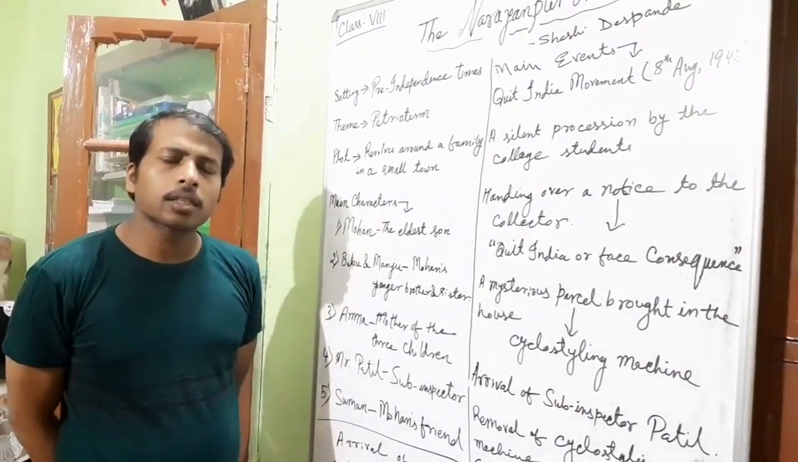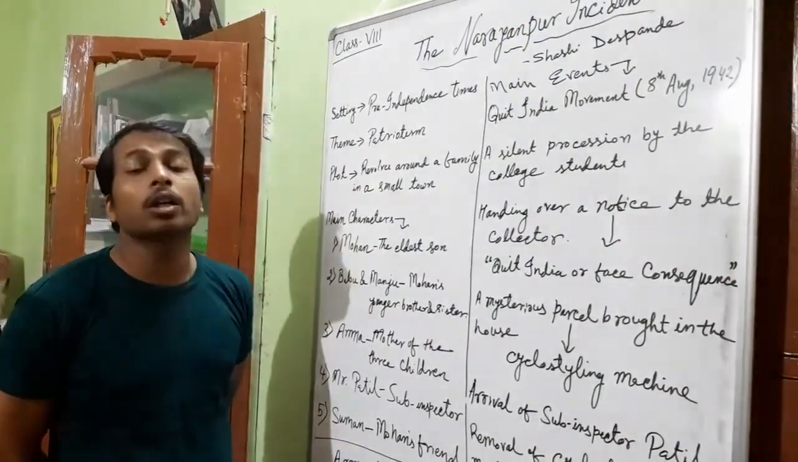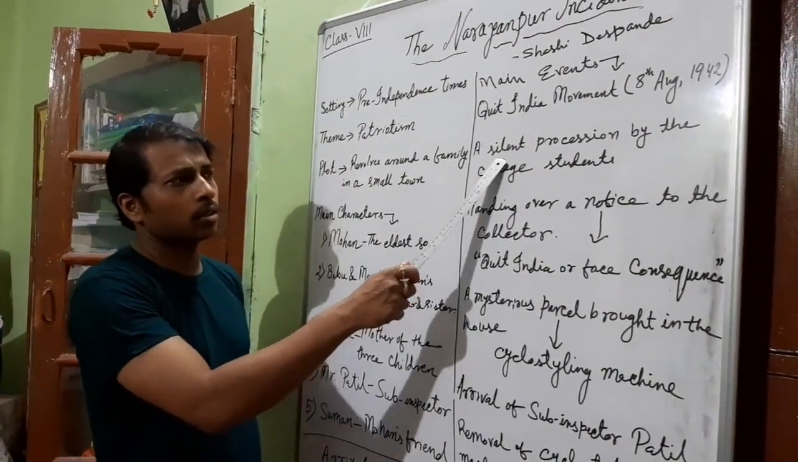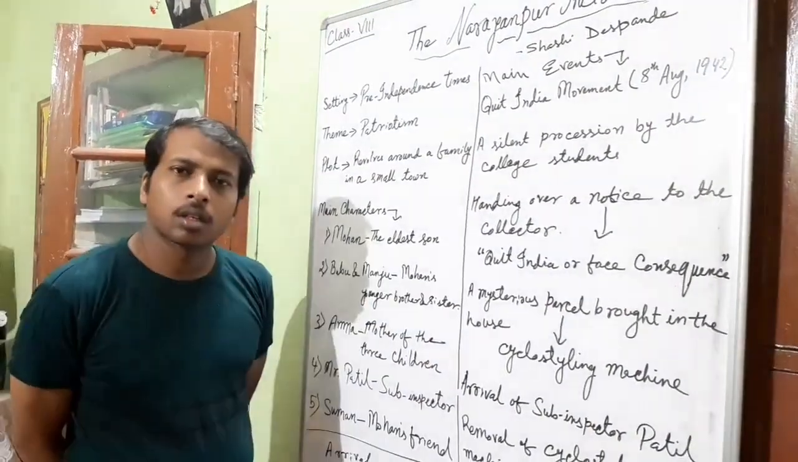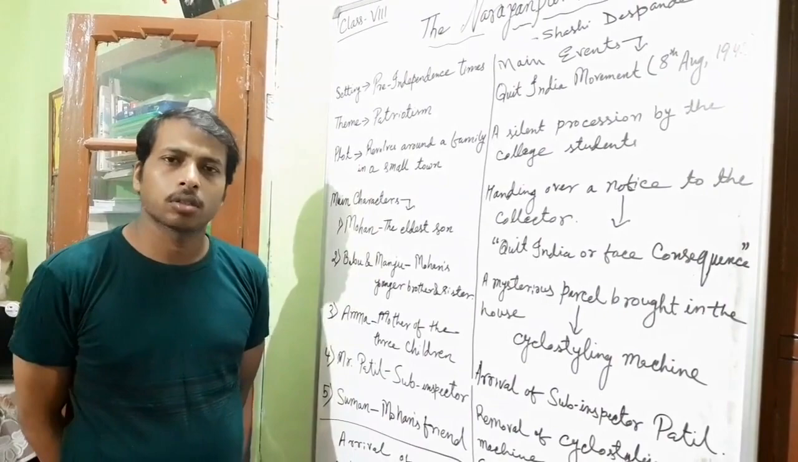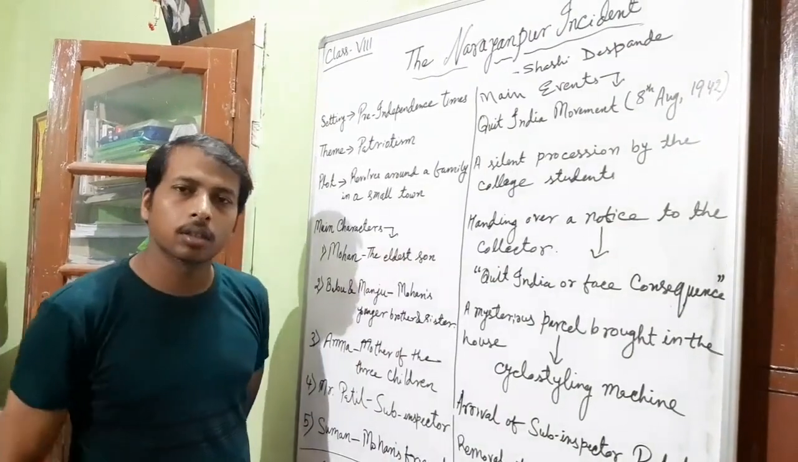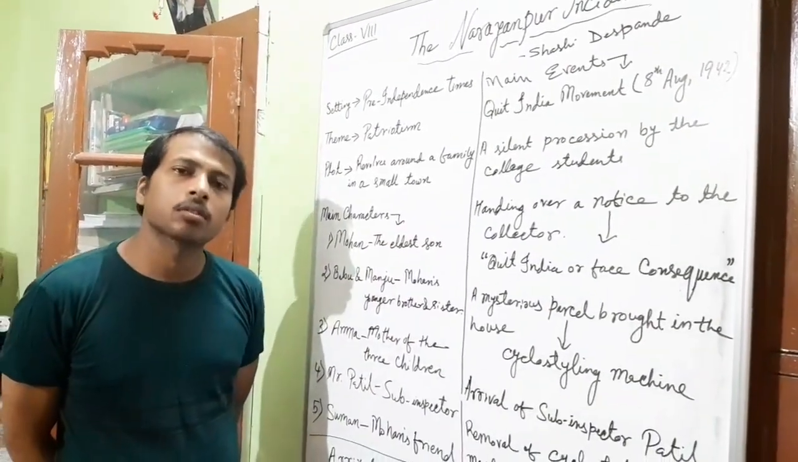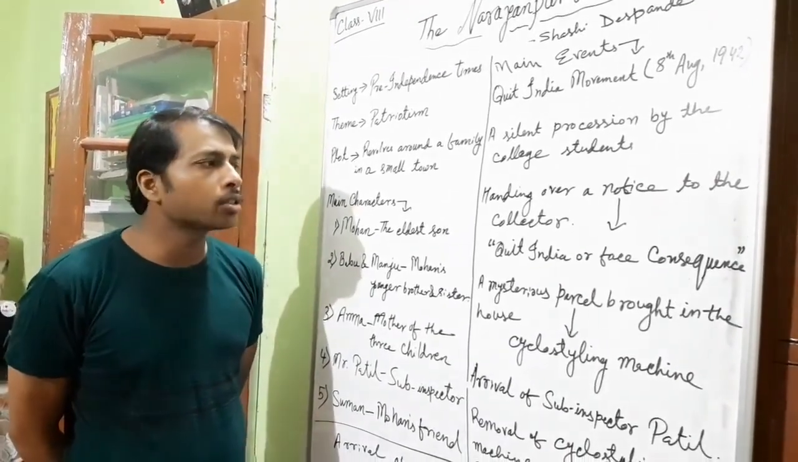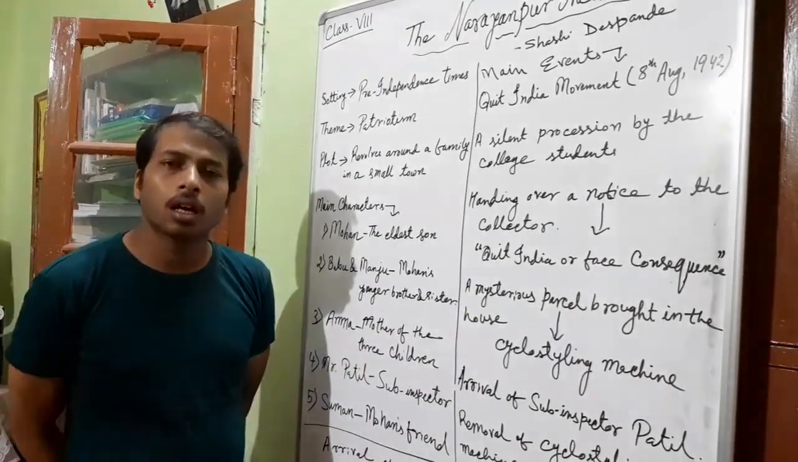So as the story unfolds, we find Babu and Manju eager to go and watch a procession. What kind of procession? A silent procession by the college students. Now why were they so interested in watching the procession? Because it was a part of the Quit India movement. Here a procession was launched by the college students, and they went straight to the collector's office to hand him a notice.